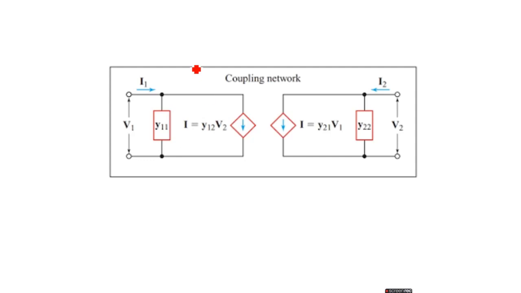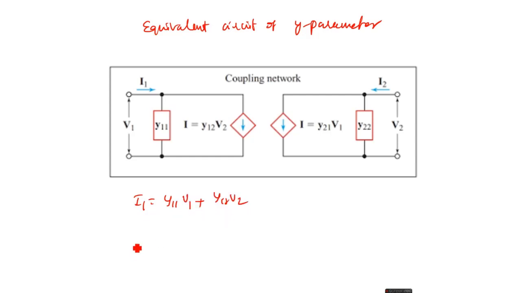So it is the equivalent circuit of Y parameters. See here. What we have written, I1 equals Y11 V1 plus Y12 V2, I2 equals Y21 V1 plus Y22 V2. These values are expressed using equivalent circuits here.